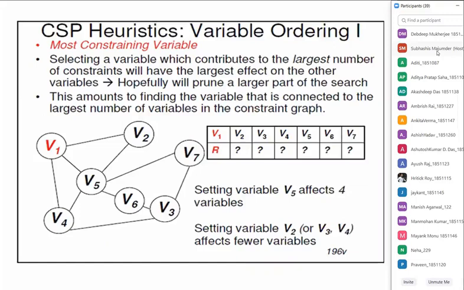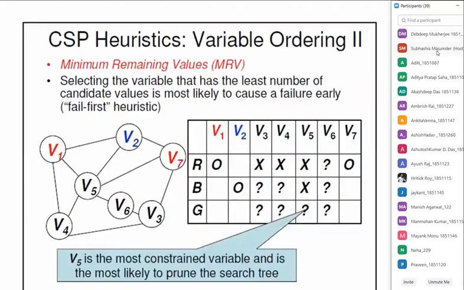I'm sorry. V5 being the most connected one and will affect most other variables is not under this heading. It was already covered earlier. Here, by most constraining variable, we meant what I right now said: once I look at the checkerboard under this condition, V3 has 2 colors left, V4 has 2 colors left, V6 has 3 colors left, but V5 has only 1 color left. So V5 is the most constrained variable, and I will better go and color it immediately.